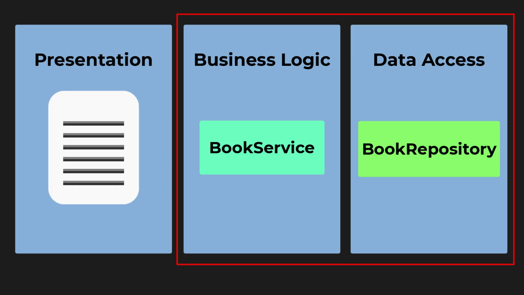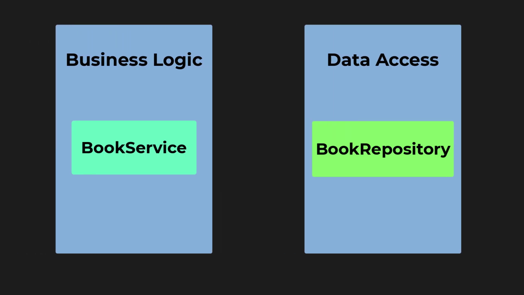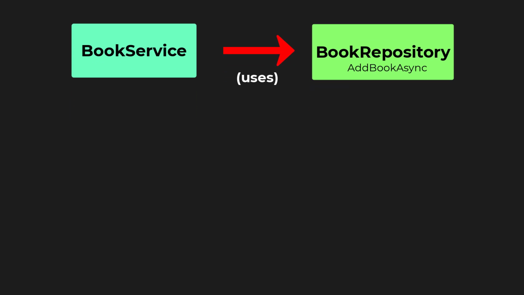Let's focus on the business logic and data access logic layers and not worry about the presentation layer for now. The book repository class contains a method called addBookAsync that book service wants to invoke. So a book service object depends on a book repository object for its functionality. So we can say the book repository object is a runtime dependency.